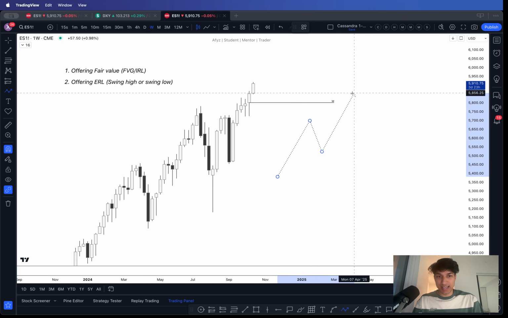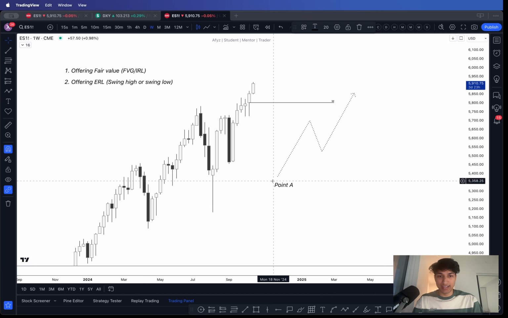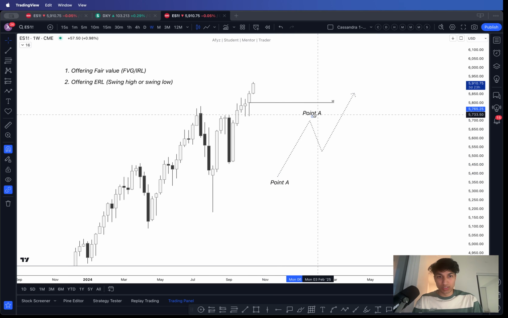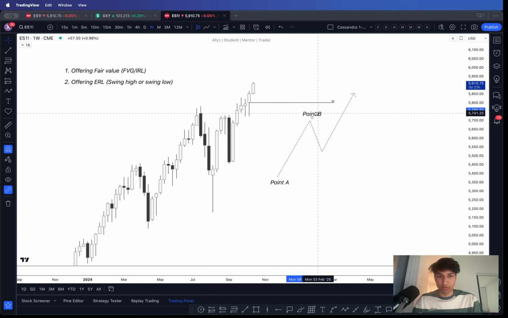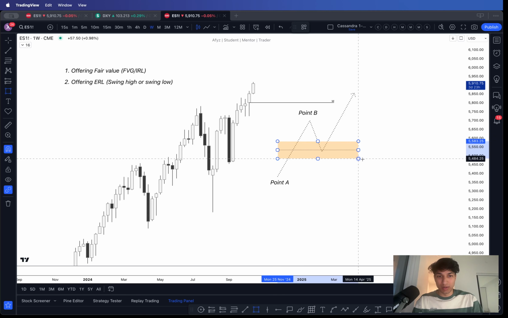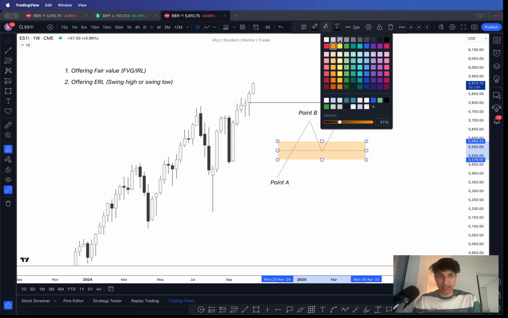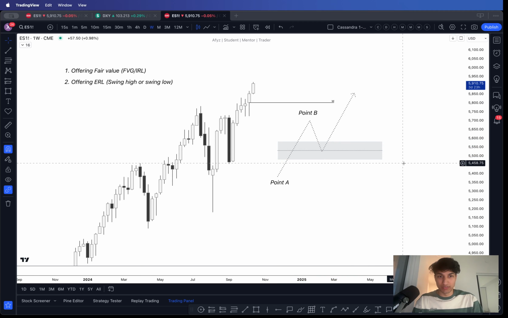If there exists a fair value gap between point A, which is going to be defined as the origin of that displacement, and point B, which is going to be defined as the swing high or low that is put in from that original displacement, we can say that if there is a fair value gap that is contained within point A and point B, a fair value gap being an internal range of liquidity, price is either going to do one of the following things.